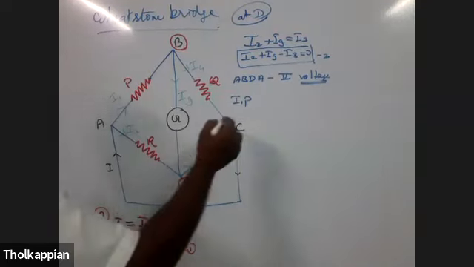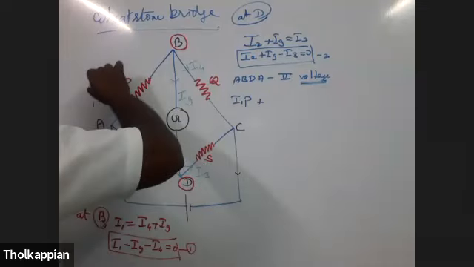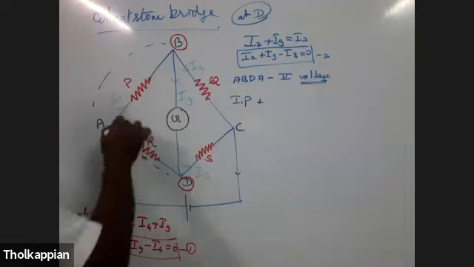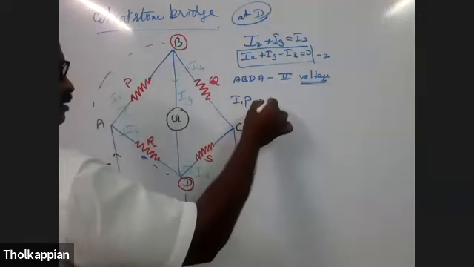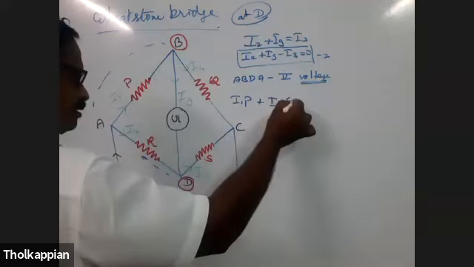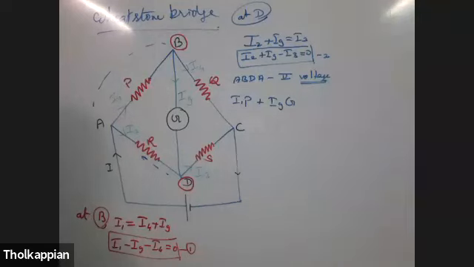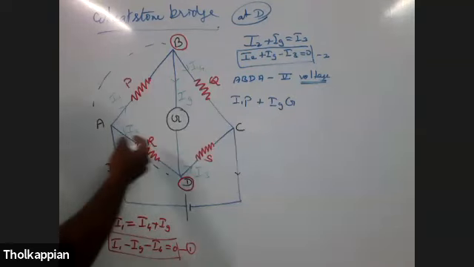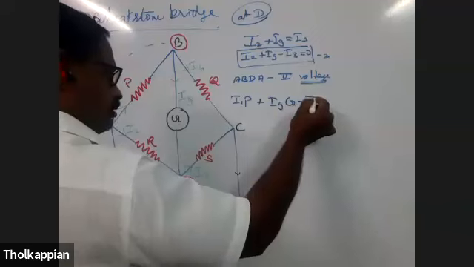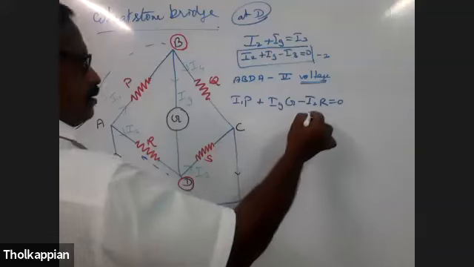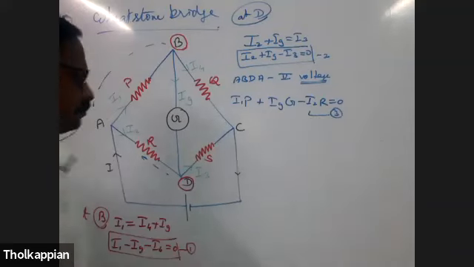So here the current and resistance: I1P plus, this direction is taken as positive, and this is the reverse. Yes, I1P plus IgG, where G is the galvanometer resistance. This is opposite to the direction of the current, so we can write minus I2R is equal to 0. Say this is equation 3.